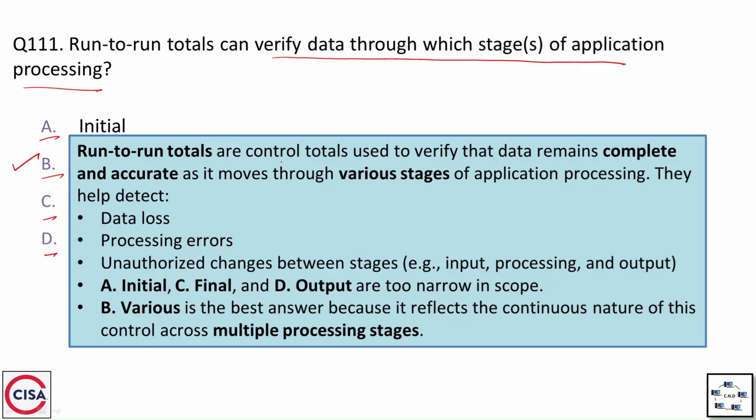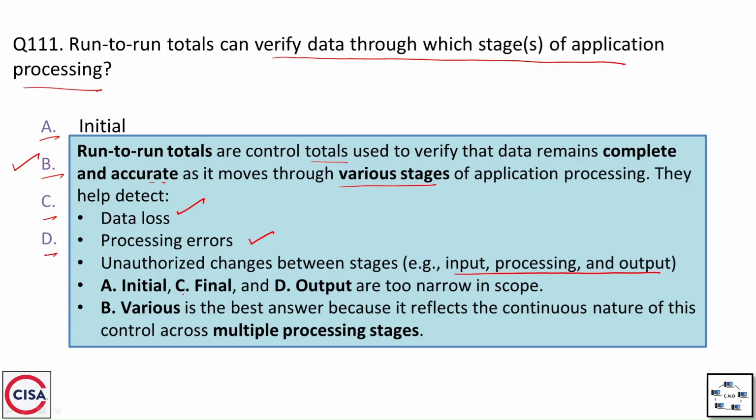So run-to-run totals are control totals used to verify that data remains complete and accurate as it moves through various stages of application processing. They help detect number 1, data loss, number 2, processing errors, number 3, unauthorized changes between stages, that is input, processing, and output.